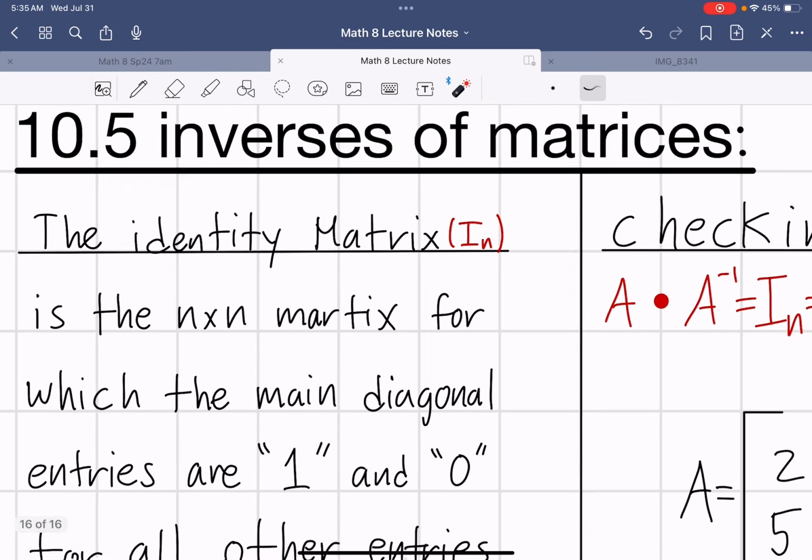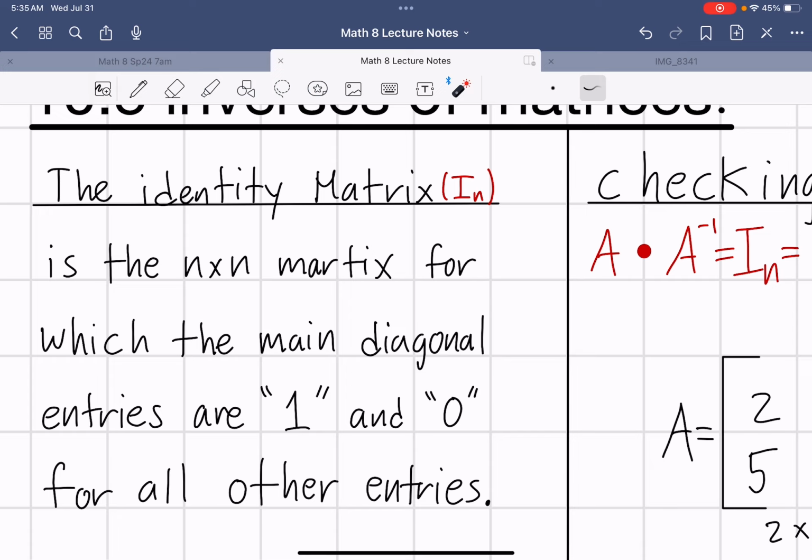Right? And that's what we have to talk about. What is the identity matrix? How do I know that I have that identity matrix? So the identity matrix is an n by n matrix. So that is telling you what our inverses are going to look like.